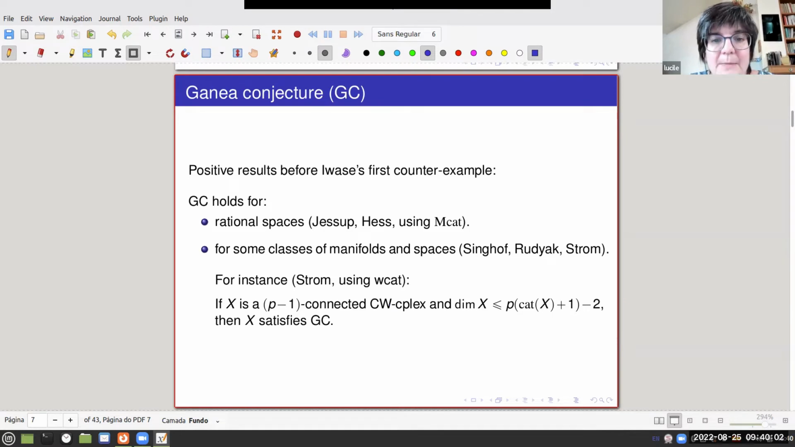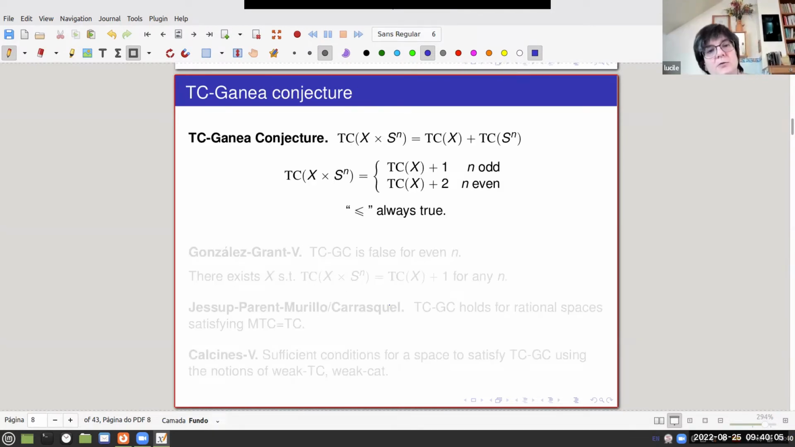of this work. Okay, so for the TC-Ganea conjecture, naturally the question is whether the TC of X cross Sn is equal to the sum of the topological complexity, and here this splits in two cases, equal to TC of X plus one when n is odd, and TC of X plus two when n is even. Okay, and as said before, this inequality is always true. Okay, and also we already know that in general the conjecture of this equality is not true.